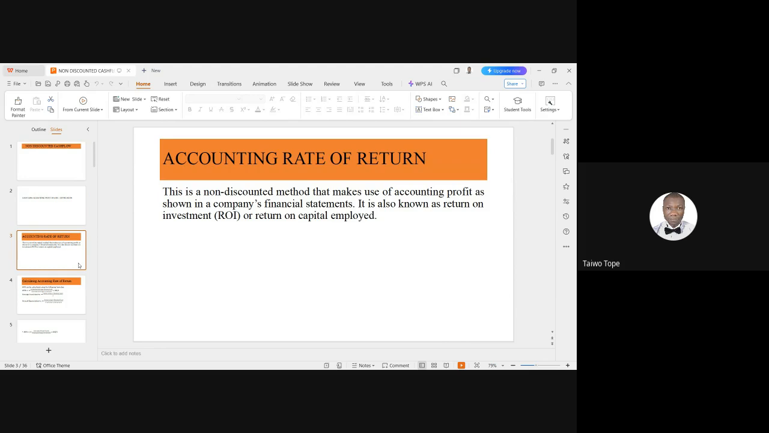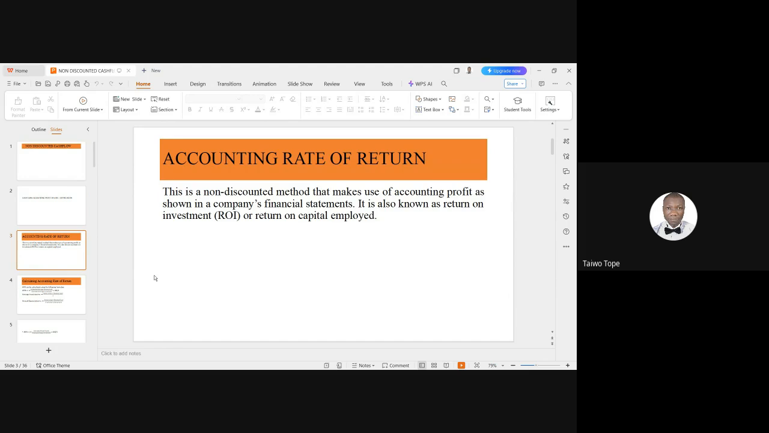So the accounting rate of return is a non-discounted method that makes use of accounting profit that is shown in a company's financial statement. It is also known as return on investment or return on capital employed. The accounting rate of return is the minimum return expected by investors from its investments. It is a measure of profitability in that it focuses on profits and not cash flow.